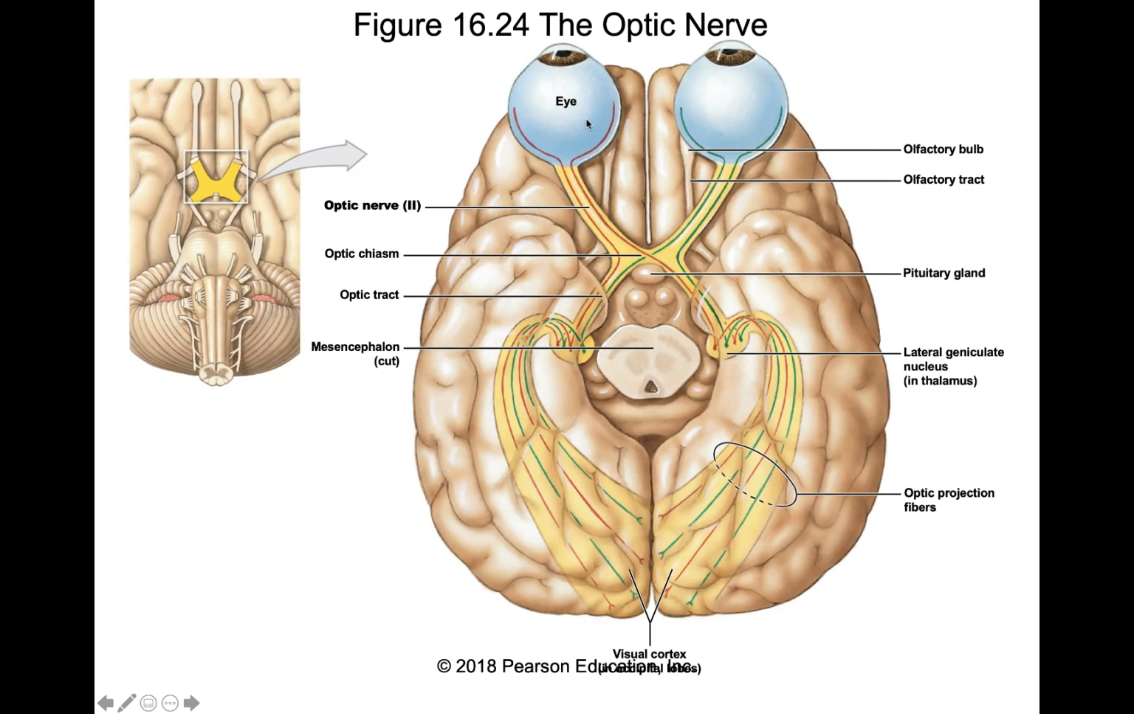So optic nerve is bringing information from the eyes and sending it to the occipital lobe, but the information crosses over. So when we talk about special senses, we're going to talk about how the information is coming from the eye and it's crossing over, and it's going to the occipital lobe of the brain.